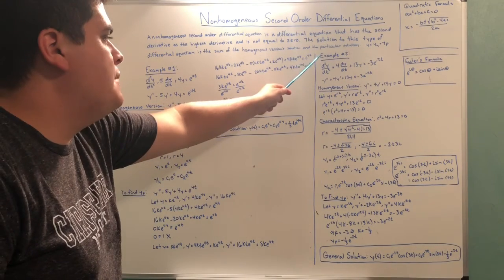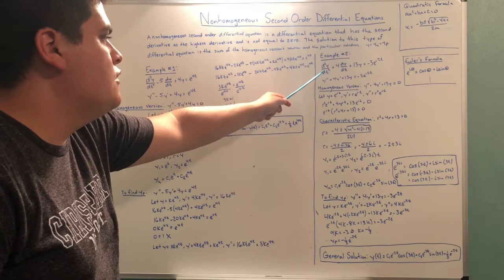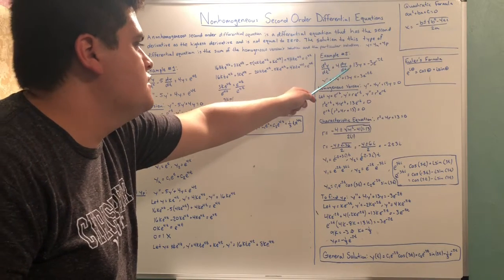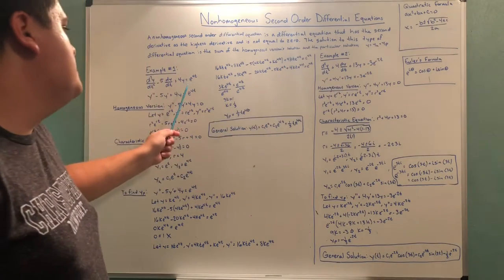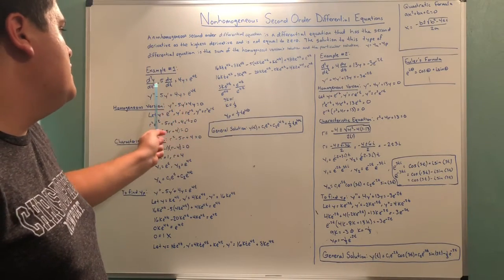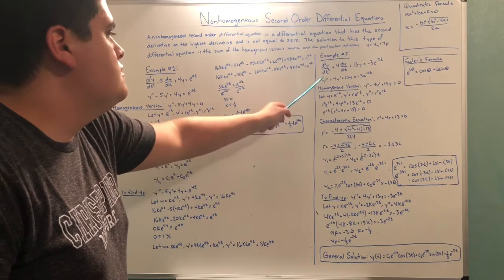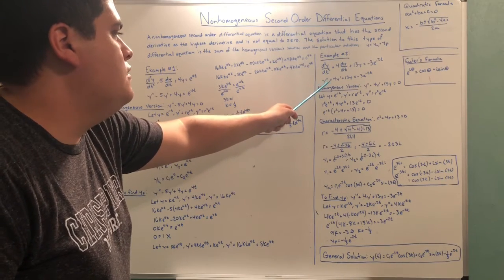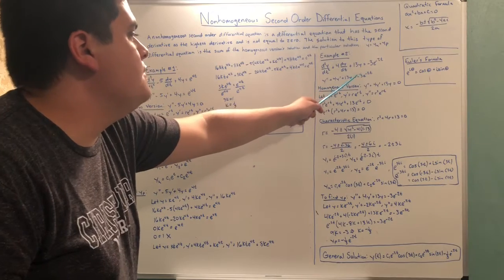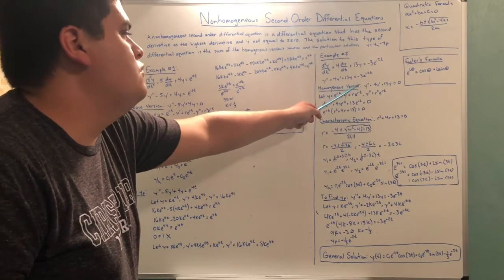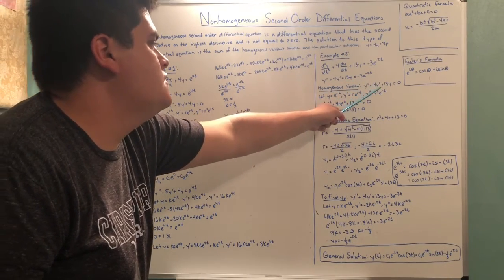For our second example, we have d squared y over dt squared plus 4 dy over dt plus 13y is equal to negative 3e to the minus 2t. We have something very similar to this differential equation. So now we can rewrite this as y double prime plus 4y prime plus 13y is equal to negative 3e to the minus 2t. So our homogeneous version is y double prime plus 4y prime plus 13y is equal to 0.